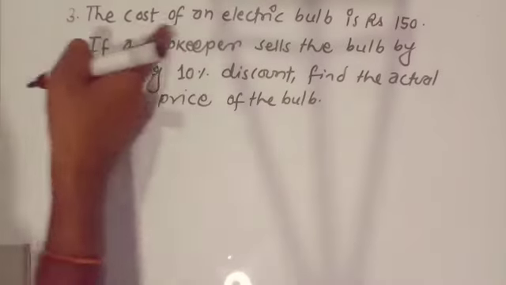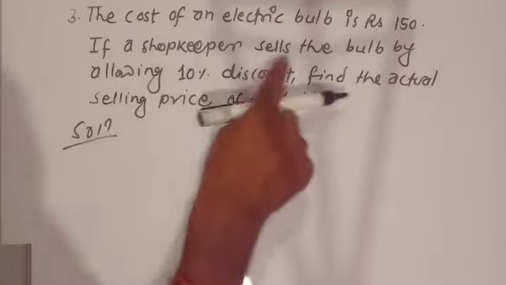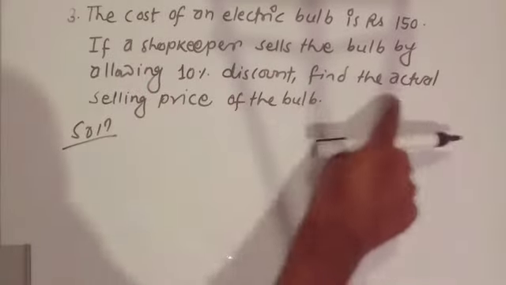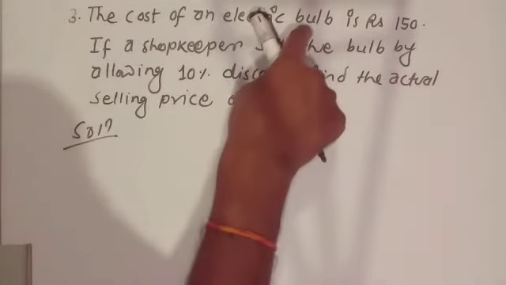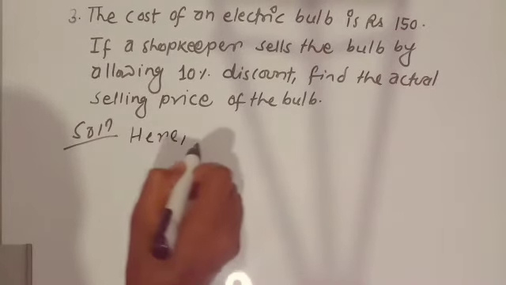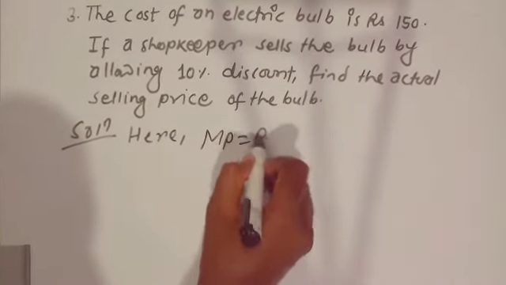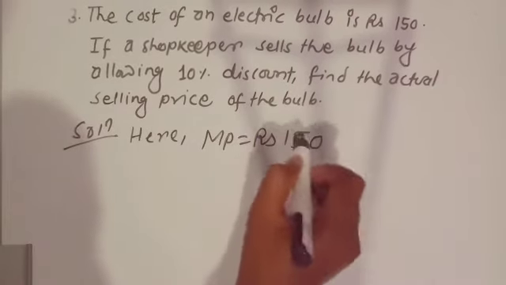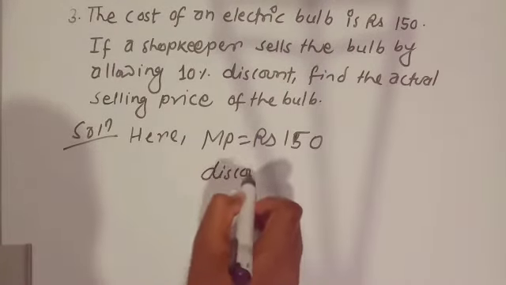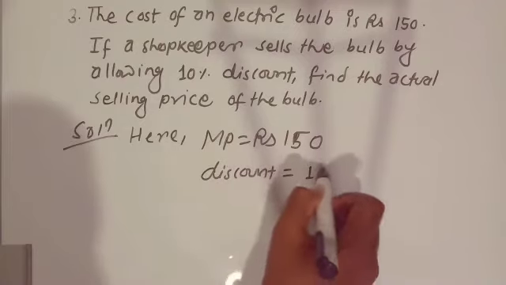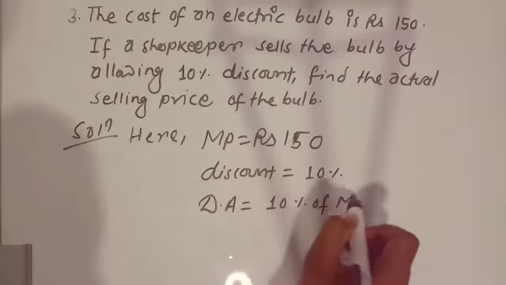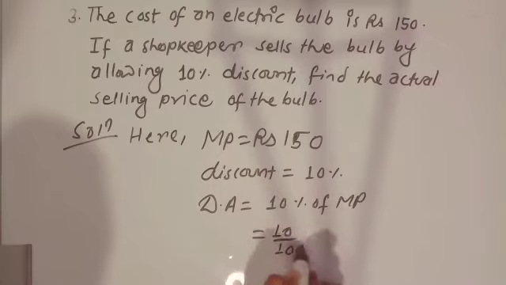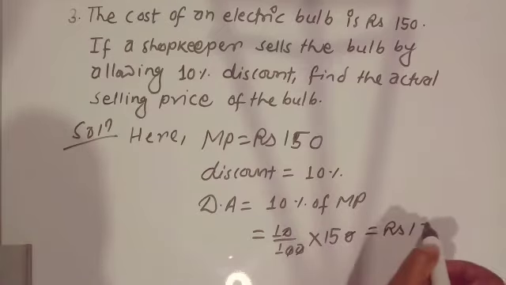Question number 3. The cost of an electric bulb is Rs 150. If the shopkeeper sells the bulb by allowing a 10% discount, find the actual selling price of the bulb. Cost of an electric bulb means this is the printed price of the bulb, this is MP. MP equals Rs 150, discount percent equals 10%. Find the discount amount. Discount amount is 10% of MP: 10 upon 100 times 150. Zero cancels out, zero cancels out. Rs 15 is the discount amount.